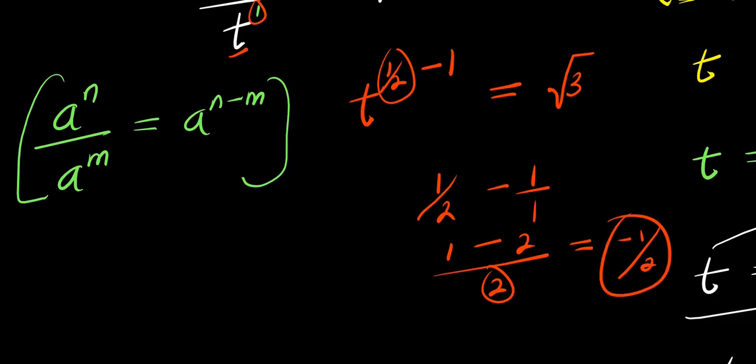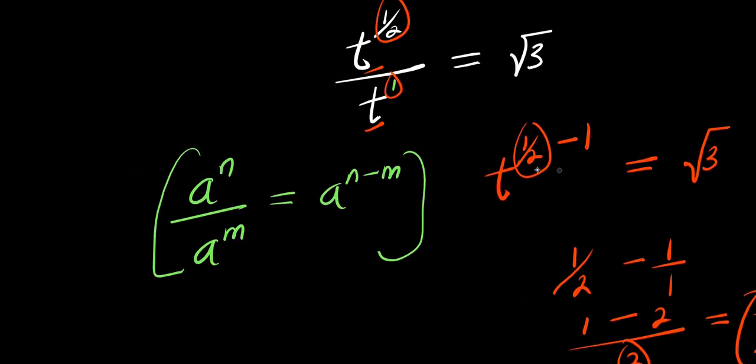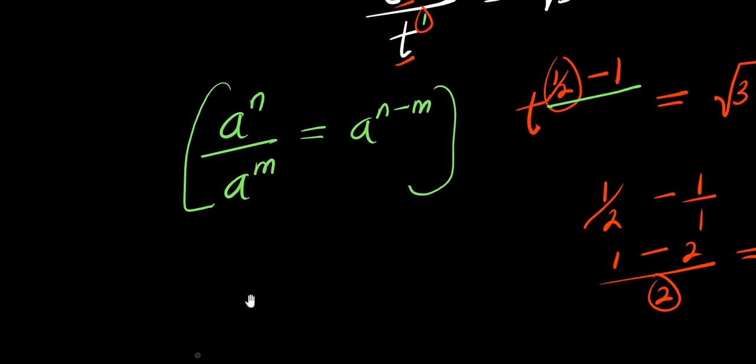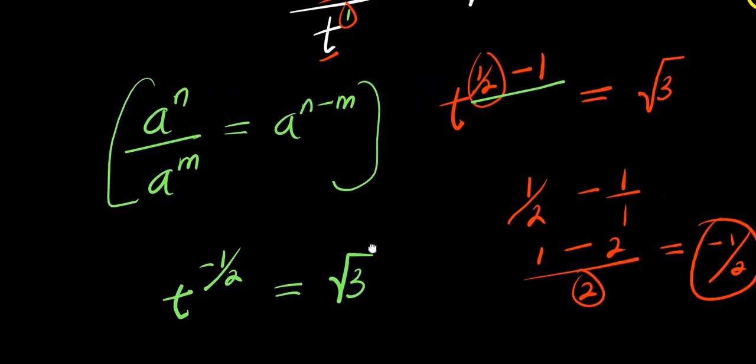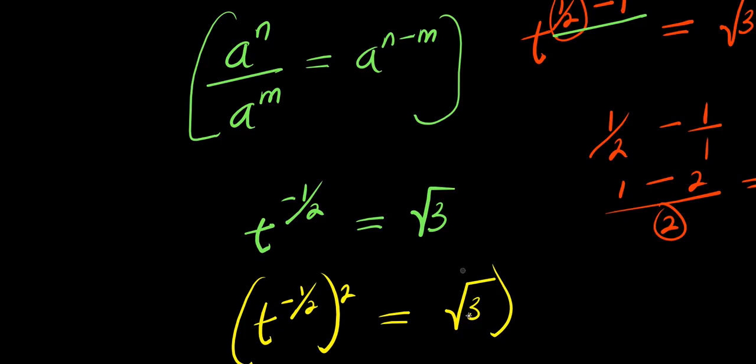So we have 1 over 2 minus 1 is negative 1 over 2. We have t power negative 1 over 2 equals root 3. So solving for t, I can take the squares of both sides of this equation.